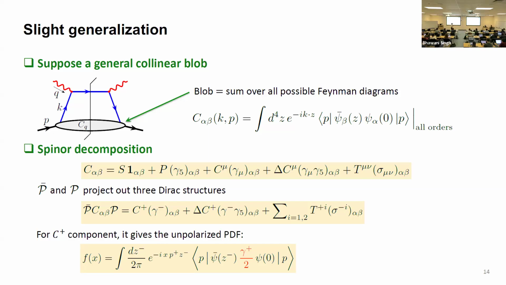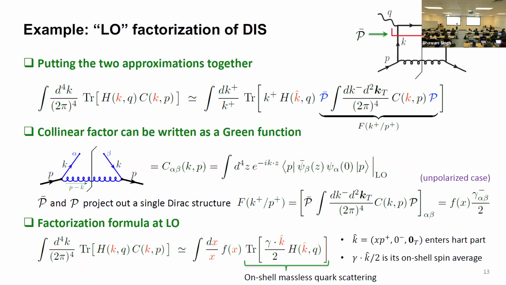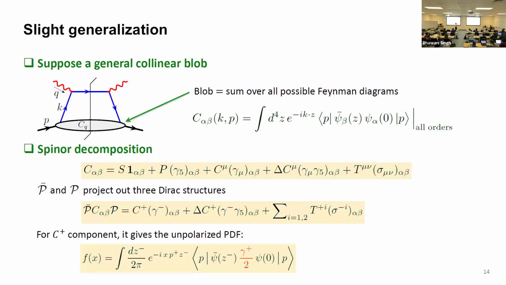And now let me tell you what the projectors do. On the previous slide, I just told you that with the projector, you only have the gamma minus. But now, how does this work? For any Dirac matrix with indices alpha and beta, we can decompose this in terms of the 16 independent Dirac structures. We have identity 1, gamma 5, gamma mu, gamma mu gamma 5, and sigma mu nu. So these are all. And then, because we have an explicit form for P bar and P, if you do this, you'll see that you only have 3 structures left.